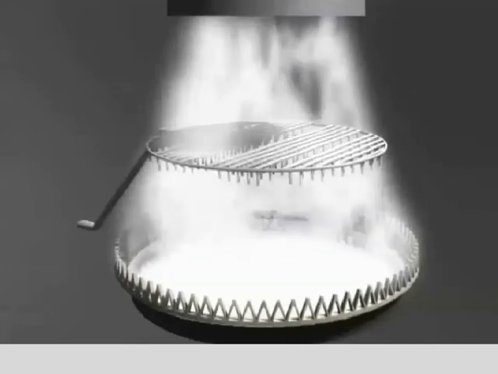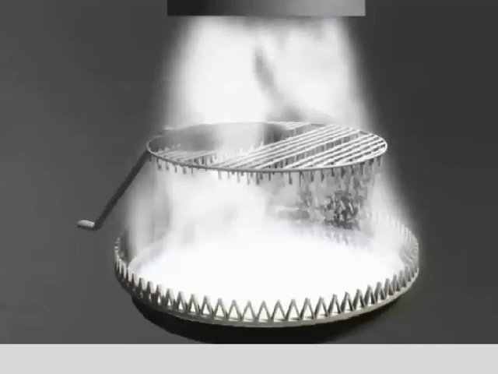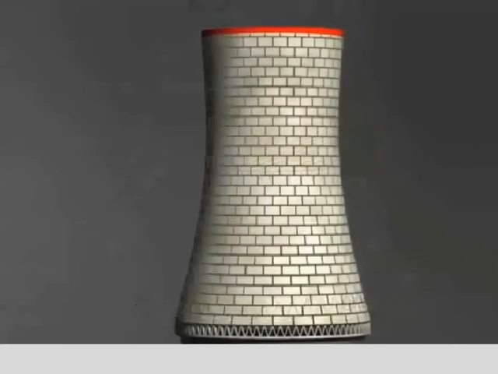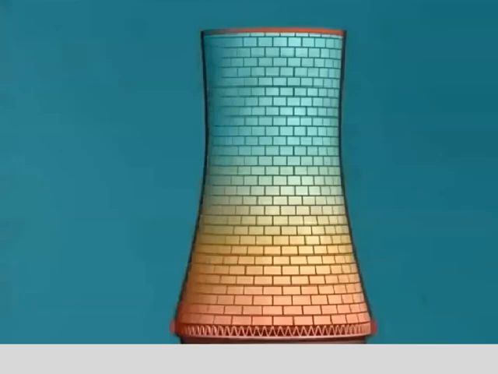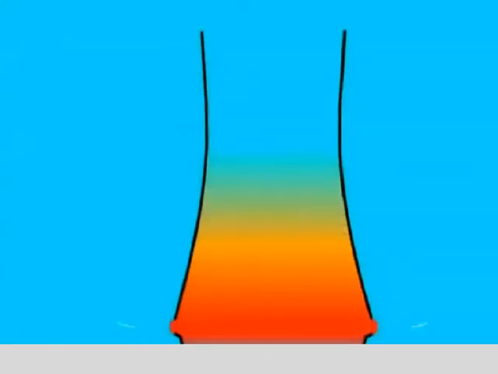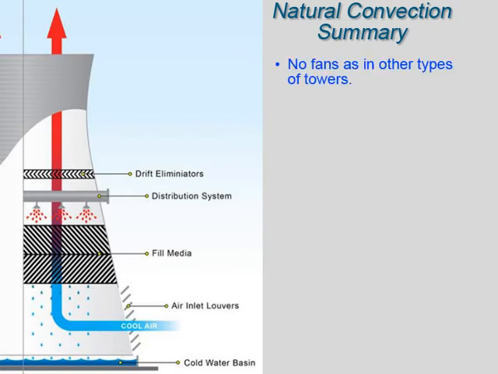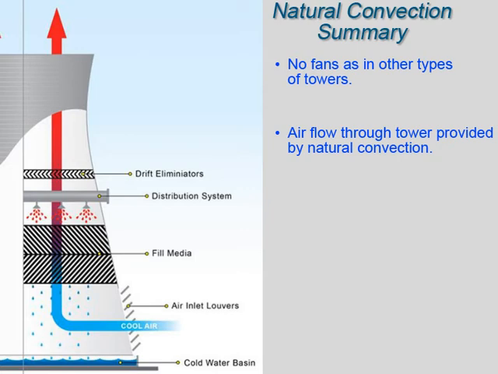The heated air is less dense and rises up the tower, similar to the chimney effect you see in your fireplace. The exit of the hot air from the tower causes cooler air to come in from the bottom and replace it, providing a natural circulation flow through the tower. Natural convection towers have no fans like induced or forced draft towers. Airflow is provided by natural convection circulation. As the heated air becomes less dense and rises, cooler air is drawn into the tower at the bottom.